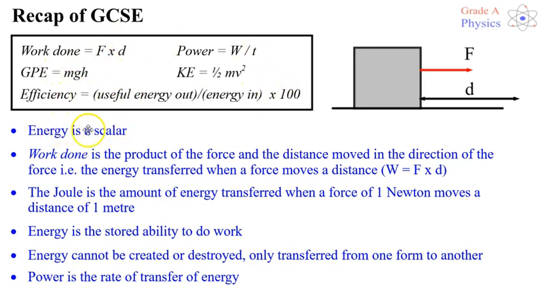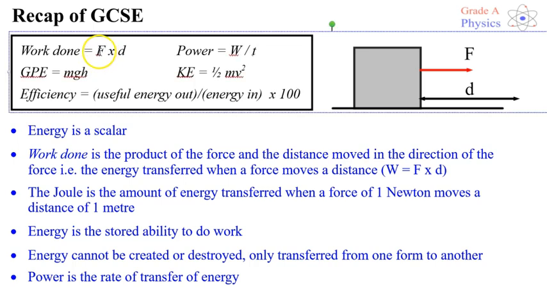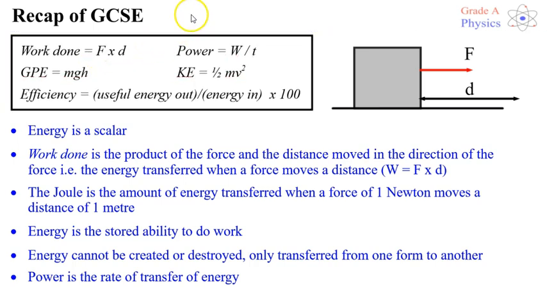A few key definitions. Energy is a scalar, right? It cannot be negative, very important. Work done is basically F times D, as we have here. And if you write that as a definition, that won't get a mark. It's the product of the force and the distance, so F times D, moved in the direction of the force.